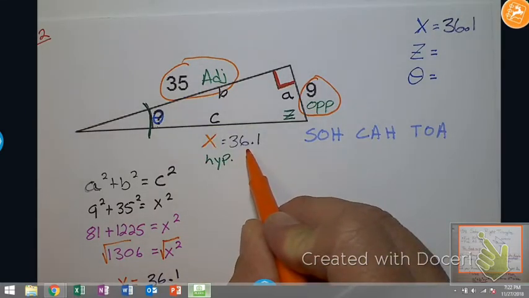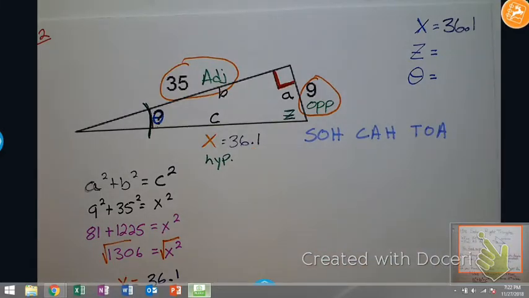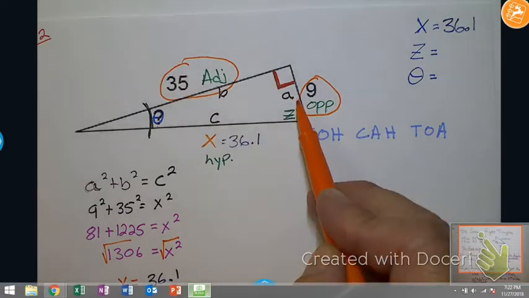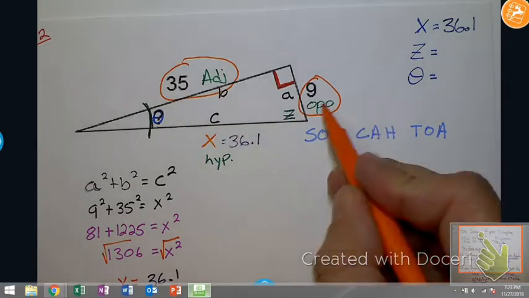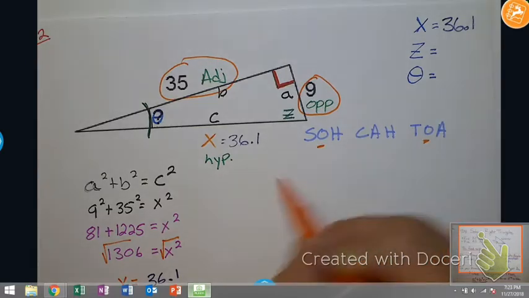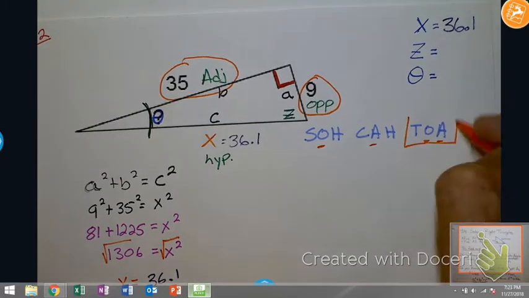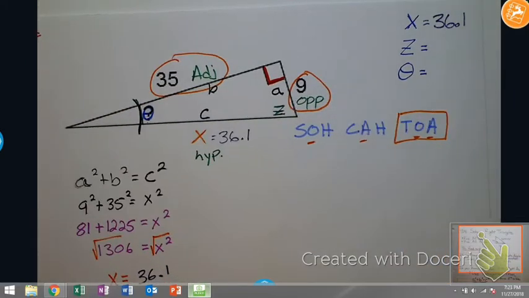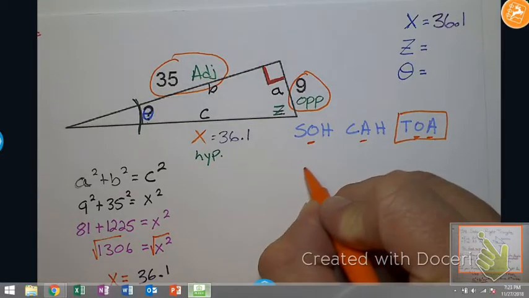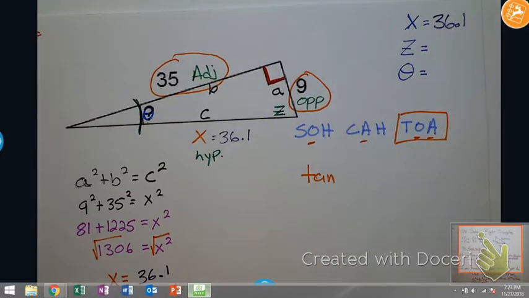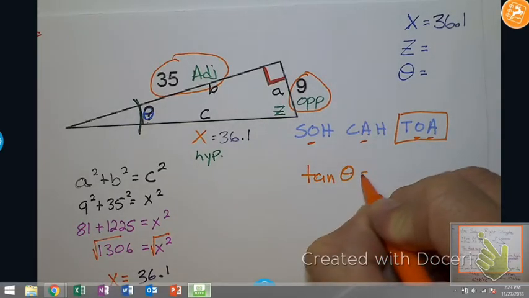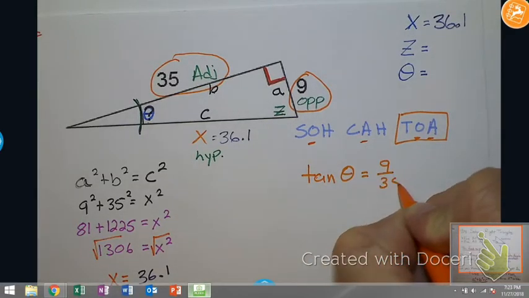36.1 is correct for x, but we had to round to 0.1. So it's not going to be as good of an answer if we use it. Using 35 and 9, 9 is the opposite, 35 is the adjacent. Hopefully you can see that it's going to be a tangent problem. We're going to set up and use our arctangent function, or inverse of tangent, to solve for theta. Set up our trig equation. The tangent of theta is equal to 9 over 35.